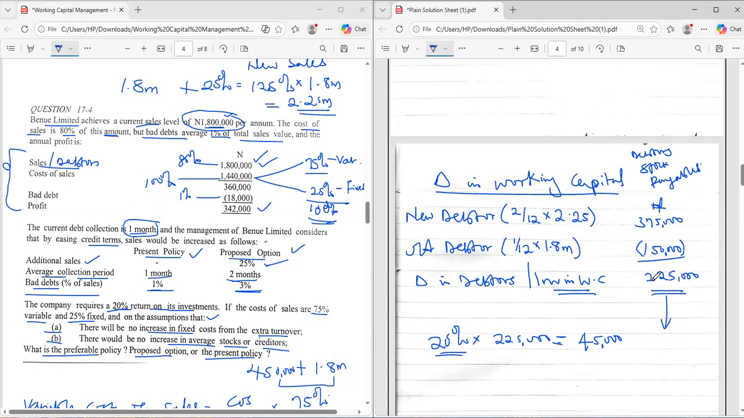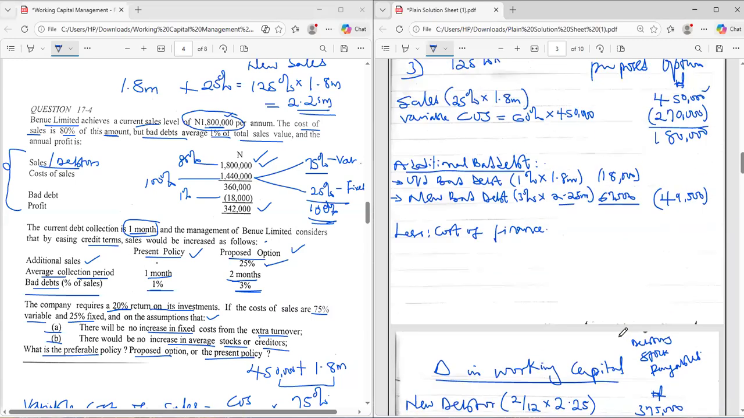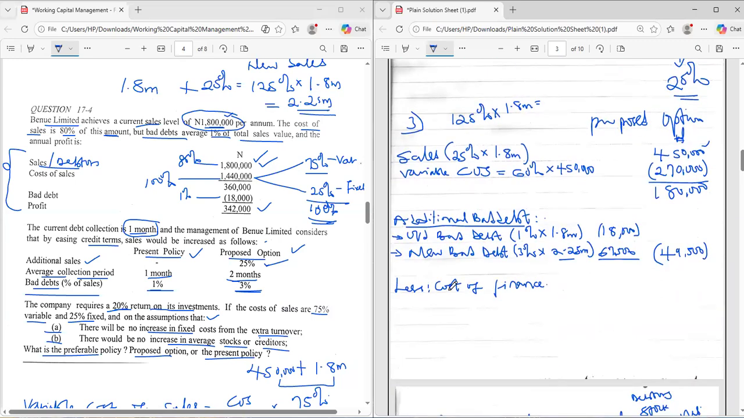So this is the money that we need, 225,000. That is our investment in working capital, 225,000. So multiply by your 20% to get the interest you are going to pay for borrowing this money. So this 45,000 is what we are going to take to our P&L account here and say less cost of finance, 45,000. And we bracket it.